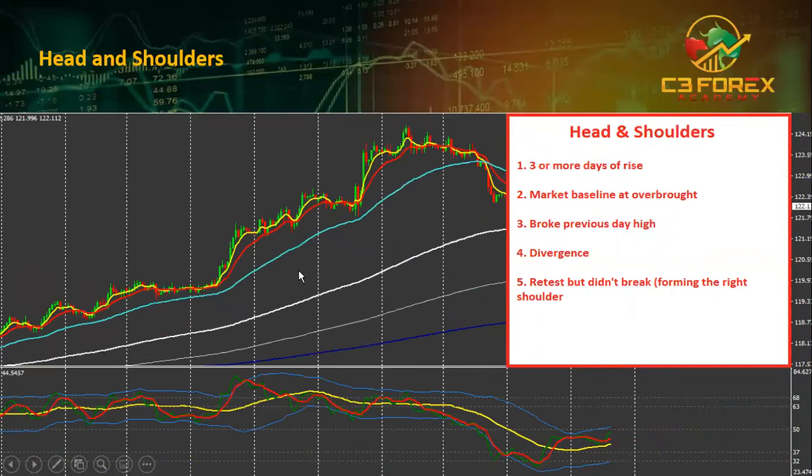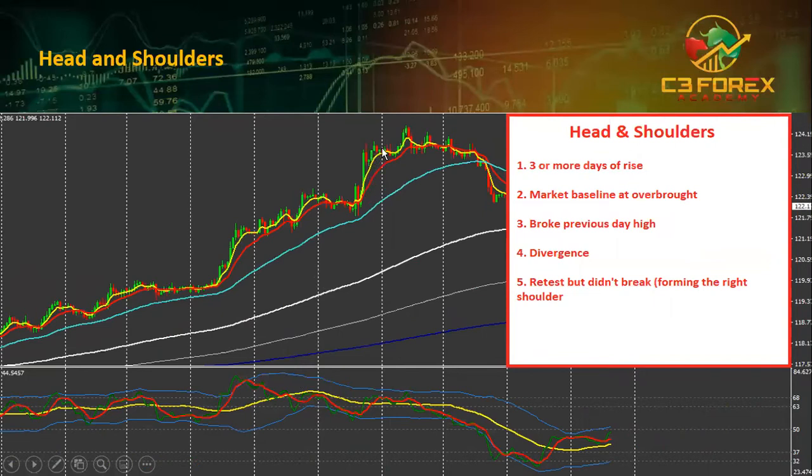Now you got your head and shoulders. All right, look at your TDI. You got your market baseline sitting out overbought. You got shark fin, blood in the water. You have divergence. Price is going down in your TDI. Price is moving up on your charts.